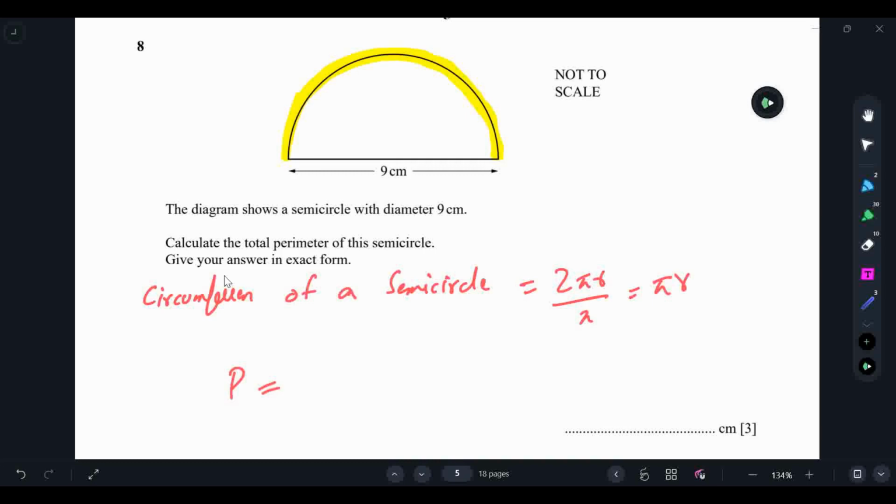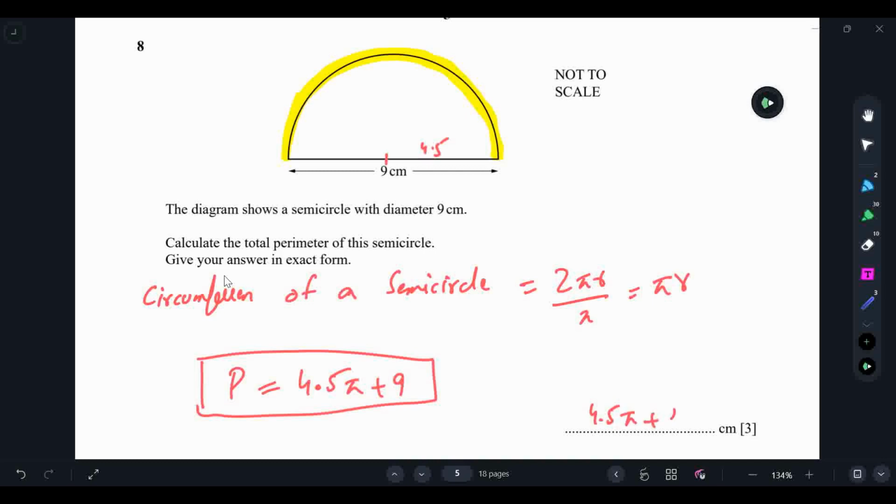Now the perimeter will be equals to the arc length, this yellow arc length, plus the diameter. Now we know that the radius for this one will be 4.5. So 4.5 pi plus 9, because the perimeter is the sum of all sides. So 4.5 pi plus 9. This will be the exact answer. No need to convert it into a decimal number, because we know that pi is an irrational number, so we cannot simplify it further. So this will be the final answer.